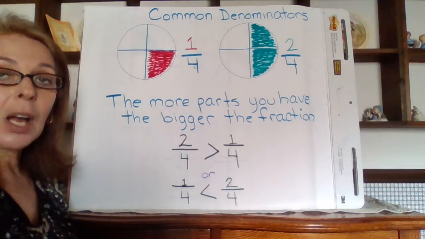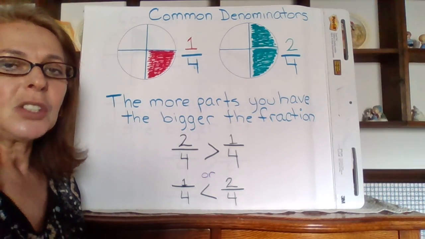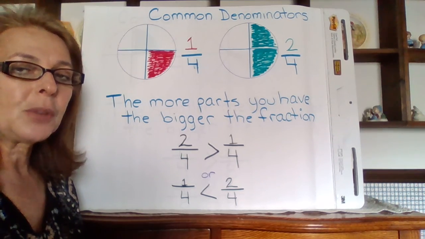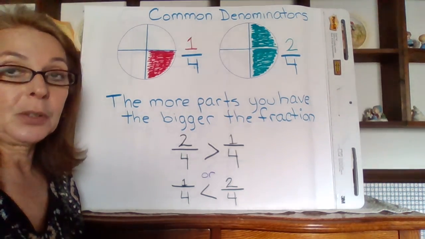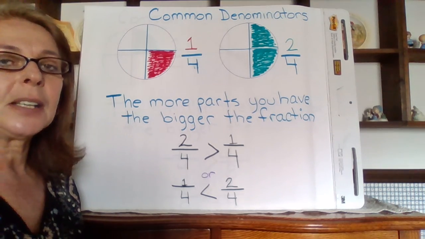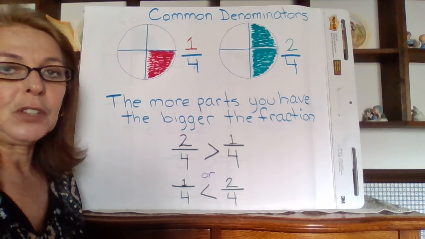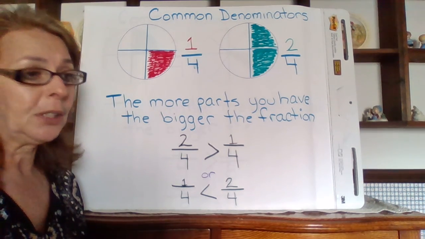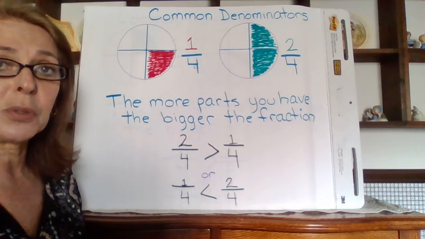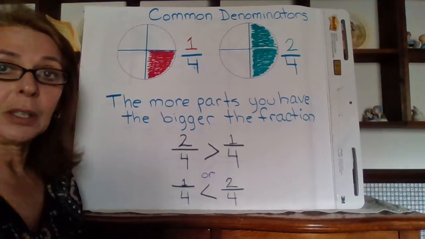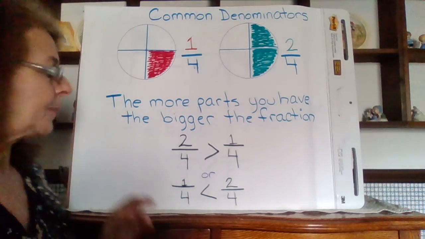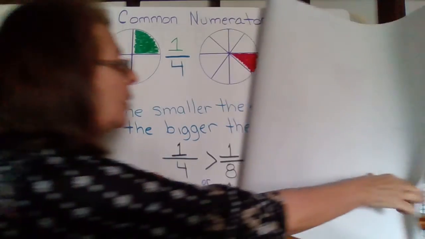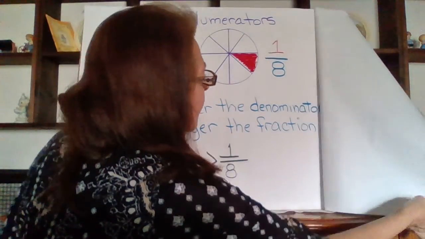So again, when we have common denominators, it's pretty easy to determine which one is the bigger fraction. The more parts you have shaded in, the bigger the fraction. And you can think about it in terms of pizza pie. If you have a pizza pie that's cut into 4 parts and you only eat one piece as opposed to 2 pieces, when are you eating more? You're eating more when you eat 2 pieces. Okay, let's move on to our next thing that we want to look at when comparing fractions.